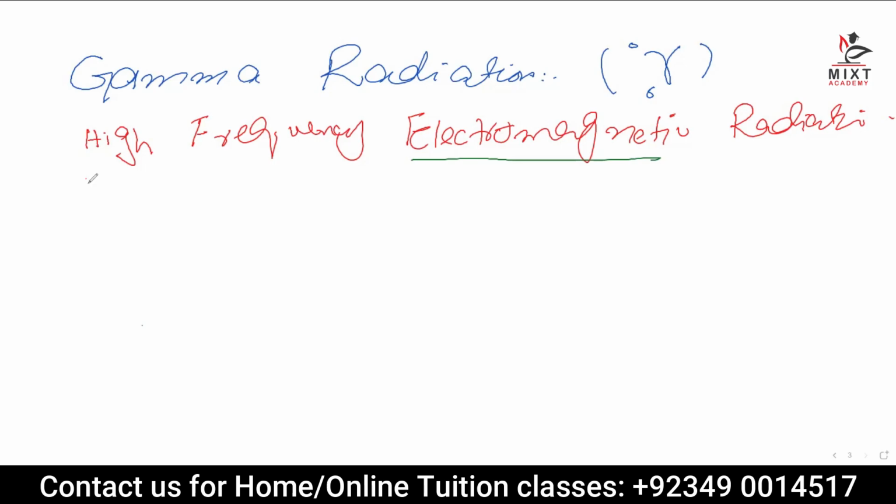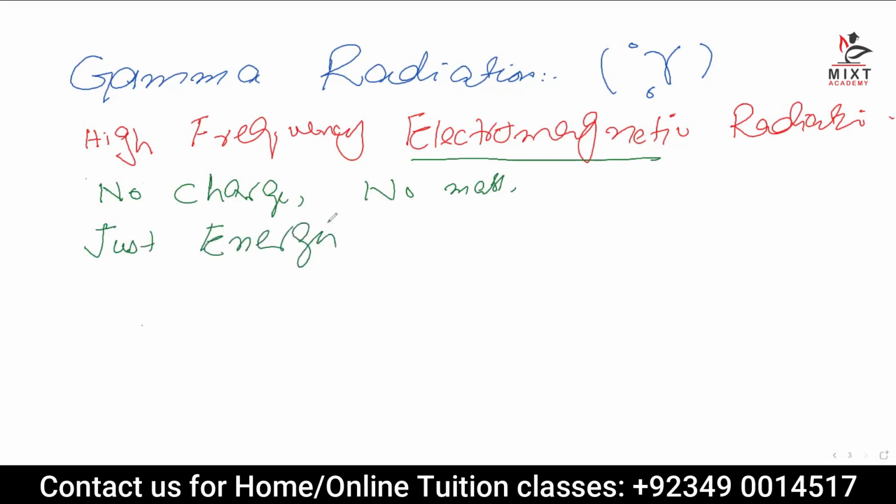Electromagnetic radiation has no charge, no mass, right? Gamma has no charge, no mass. Gamma radiation is just energy particles. So good. Now let me explain what happens by the emission of gamma radiation.